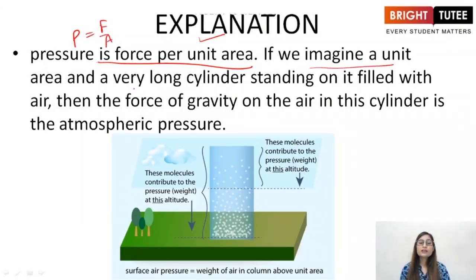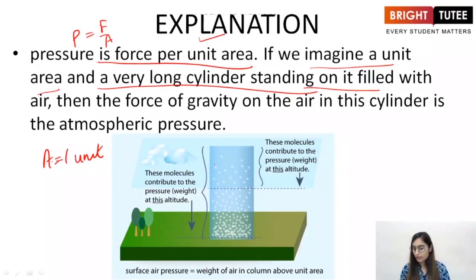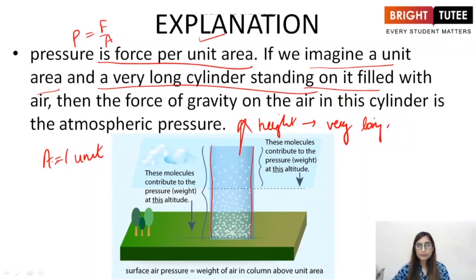Now if we imagine a unit area and a very long cylinder standing on it, basically you have a unit area equal to 1 unit, right? And there is a cylindrical tube which has infinite height, filled with air. Its height is very long, right? Then it is filled with air, there is air present in it.